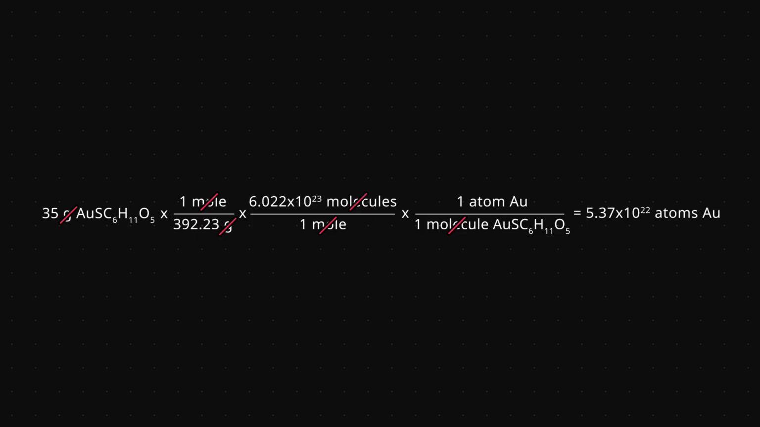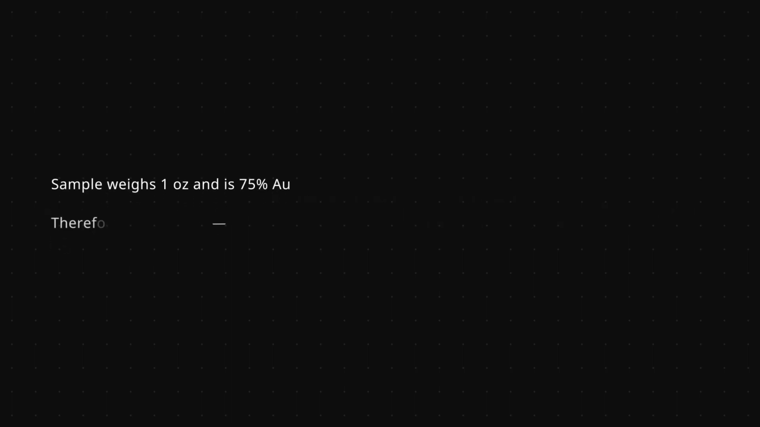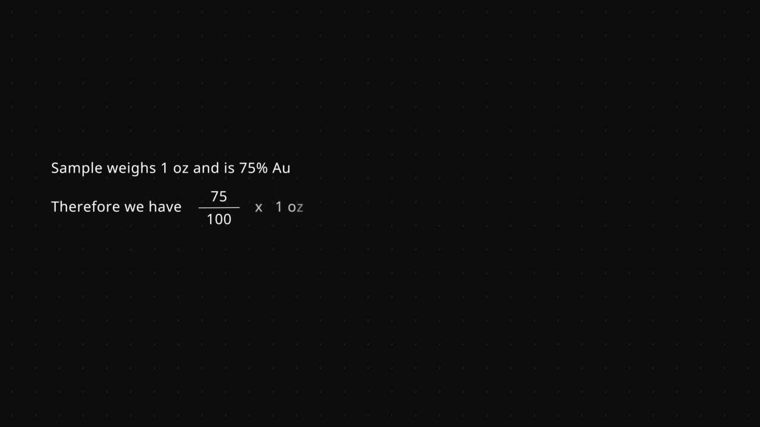So now let's calculate the number of atoms in 1 ounce of 18 karat gold. We use the same process, but using different conversion factors. We're gonna start with 1 ounce that is 75% gold. We can convert 75% into a decimal and multiply, giving us 0.75 ounces of gold. We know that there are 16 ounces in a pound and 2.2 pounds in a kilogram. We can use these to convert ounces to grams.